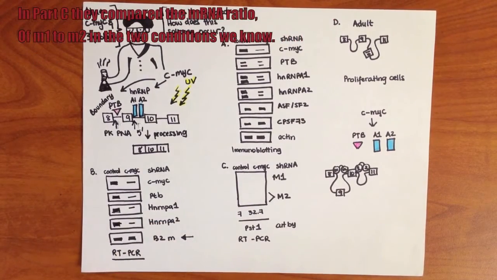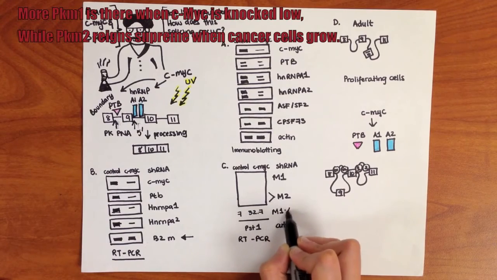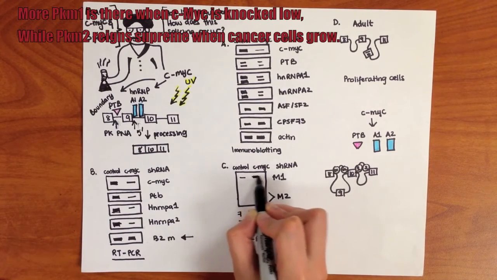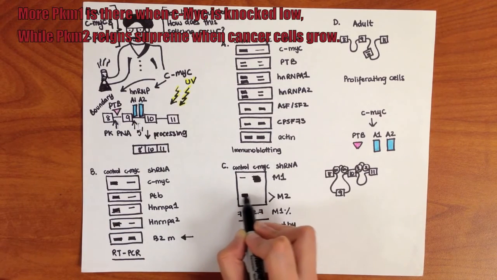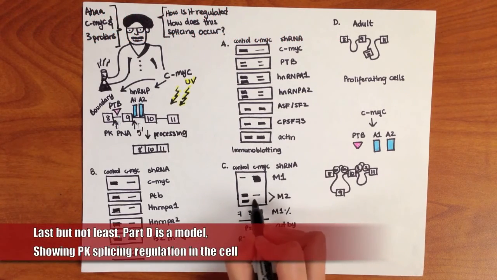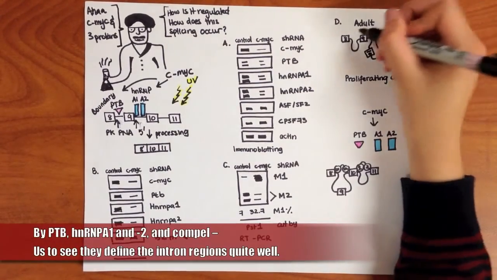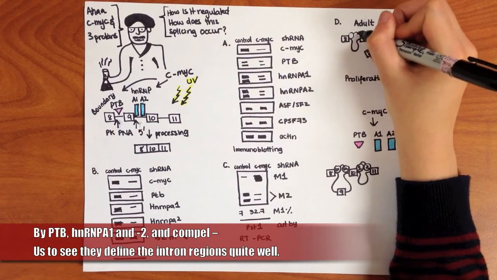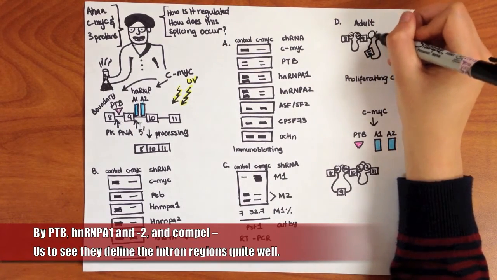In Part C, they compared the mRNA ratio of M1 to M2 in the conditions we know. More PKM1 is there when c-Myc is knocked low, while PKM2 reigns supreme when cancer cells grow. Last but not least, Part D is a model showing PK splicing regulation in the cell. By PTB, hnRNP A1 and A2, they compel us to see they define the intron regions quite well.